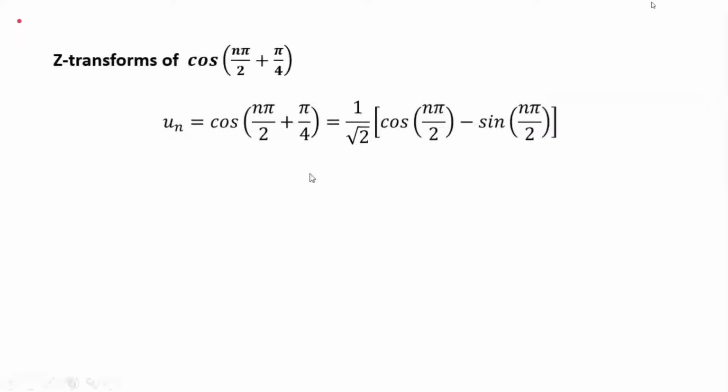To put all the mathematical formulae in the presentation is very difficult to type, so I have not typed. You can just write down what is cos of x plus y: cos x cos y minus sin x sin y. And you know that cos pi by 4 and sin pi by 4 both are 1 by root 2. So you can take out 1 by root 2, and then get it as cos of n pi by 2 minus sin n pi by 2.